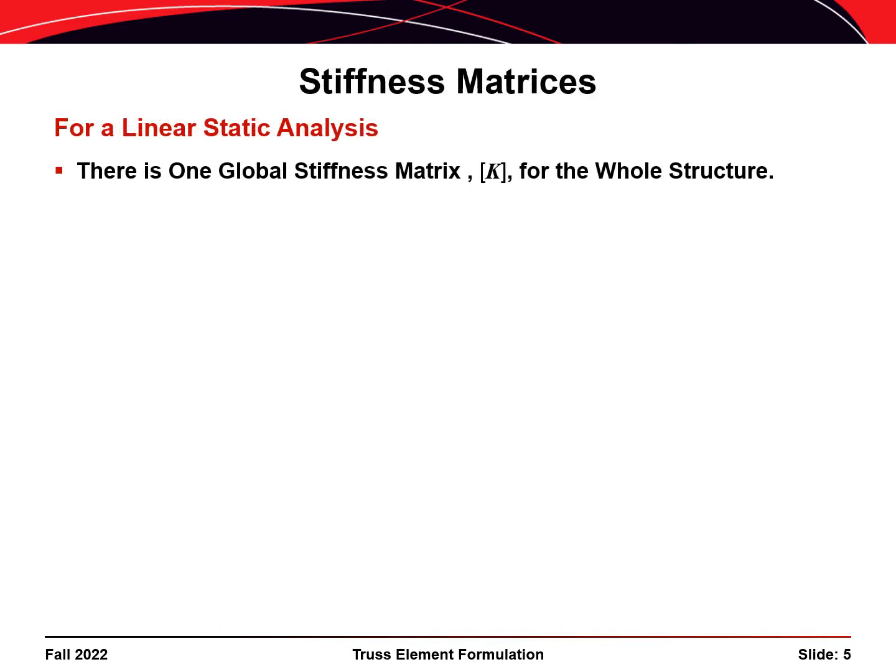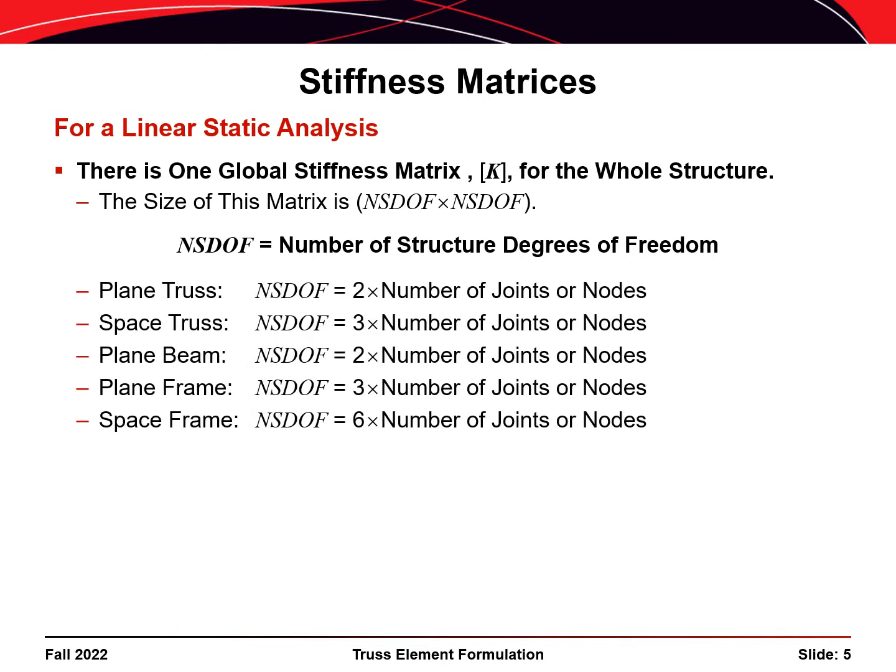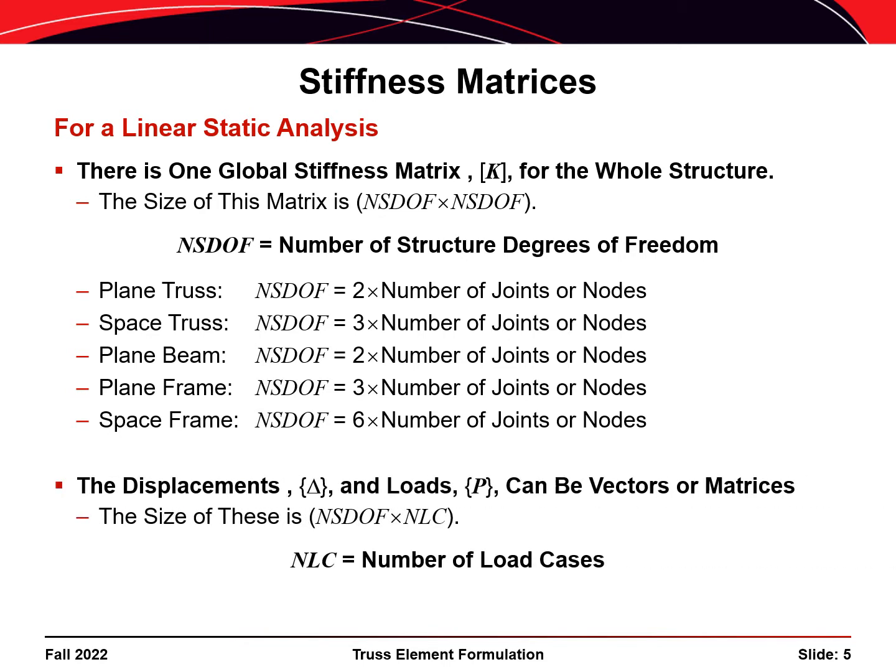There is only one global or structure stiffness matrix for each model. That matrix is square, and there is one row and one column in the matrix for each degree of freedom in the structure. For a plane truss, there are 2 degrees of freedom for each joint or each node. For a space truss, there are 3 degrees of freedom for each joint or each node. For a plane beam or a 2-dimensional beam, there are 2 degrees of freedom for each node. For a plane frame, there are 3 degrees of freedom for each node. And for a space frame, there are 6 degrees of freedom for each node. The displacements delta and loads P can either be vectors or matrices and have one row for each structure degree of freedom and one column for each load case to be considered.